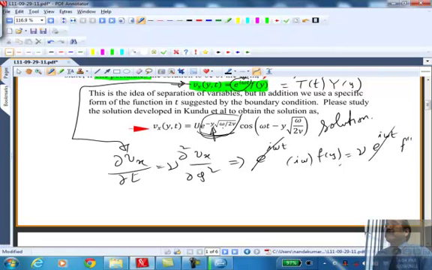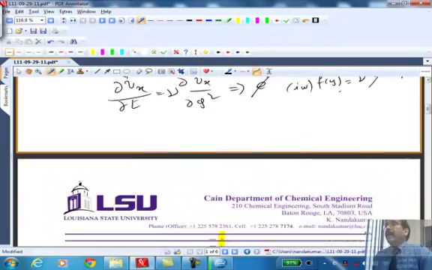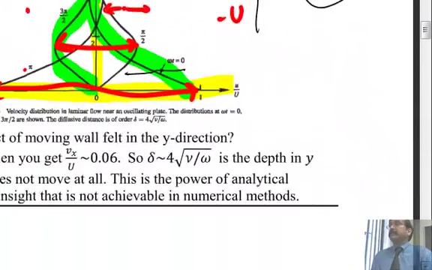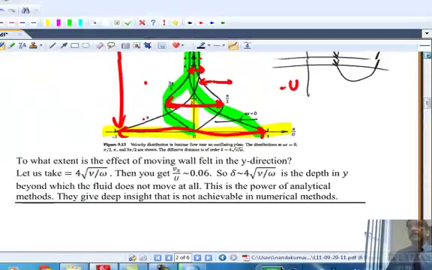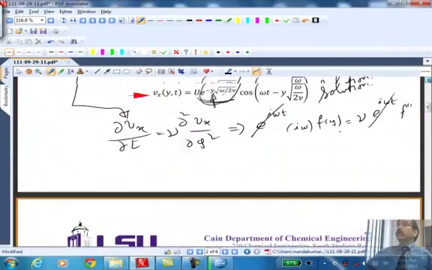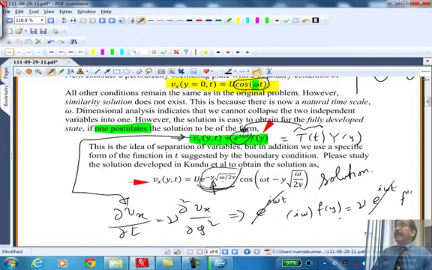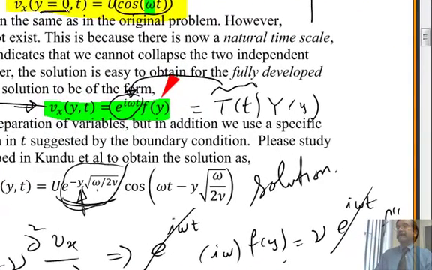Any other questions? Yeah. How did you go from the V naught cosine omega t to V naught e to the i omega t? From the yellow highlight to the green highlight. The yellow highlight is the boundary condition. It's a boundary condition that is given at y equal to 0, which says that the bottom plate is moving with a periodic boundary condition. That's given in the problem.